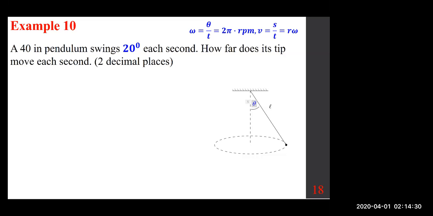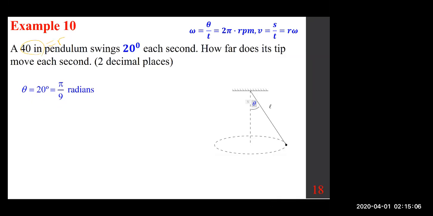All right, here's another example. A 40-inch pendulum. So right away, we realize what this is. In 20 degrees each second, how far does its tip move each second? So this means obviously this is the radians. So 20 degrees has to be changed to a radian.